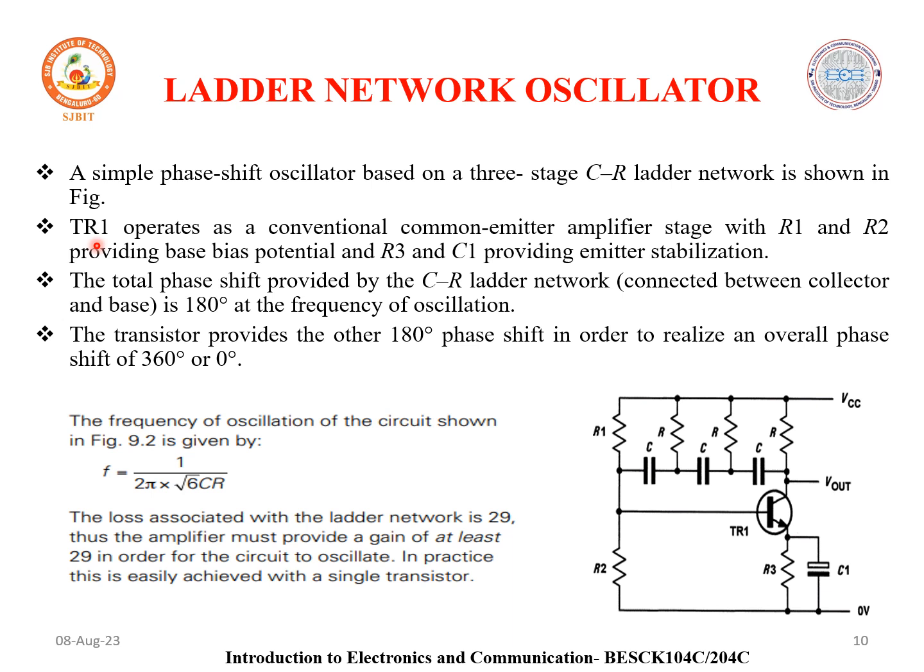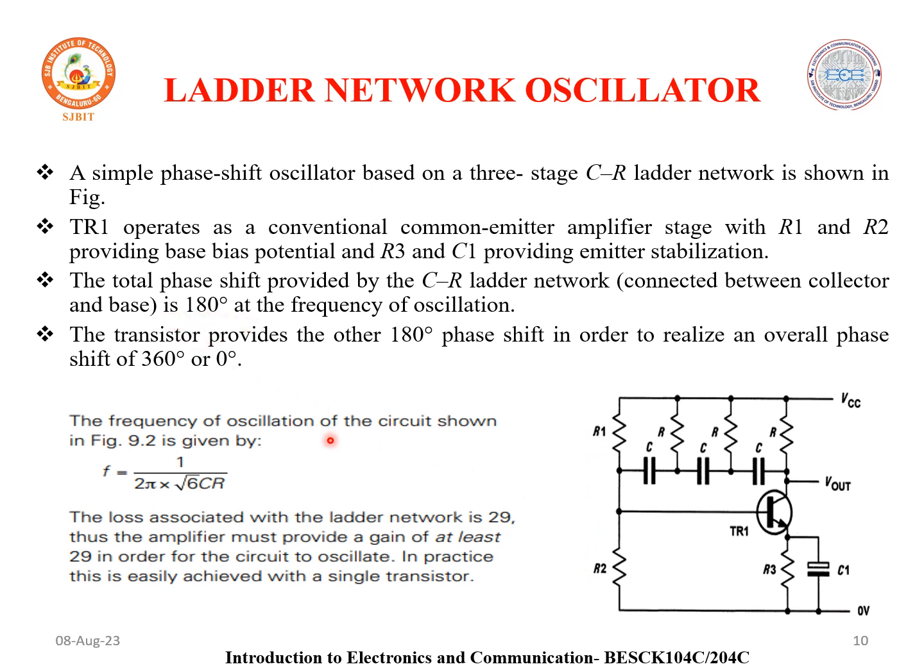Transistor TR1 operates as a conventional common emitter amplifier stage, with R1 and R2 providing a base bias potential, and R3 and C1 providing emitter stabilization. Here R1 and R2 provide voltage divider biasing. To bias the transistor, we use the R1 and R2 resistors.